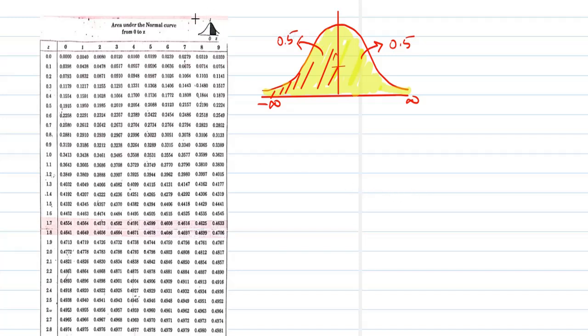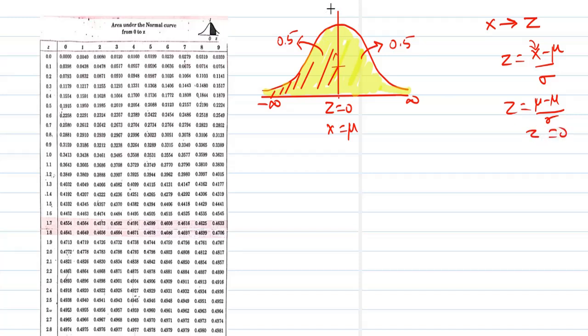Now you can see on top of it, the table always measures the data from the center. So this will be the line z equal to 0. Normally the problem is given to us in terms of x, but this x will be transformed to z using the formula z equal to (x minus mu) divided by sigma. What happens at x equal to mu? When I have x equal to mu, mu minus mu gives z equal to 0. So z equal to 0 will become my center line, which varies between minus infinity and plus infinity.